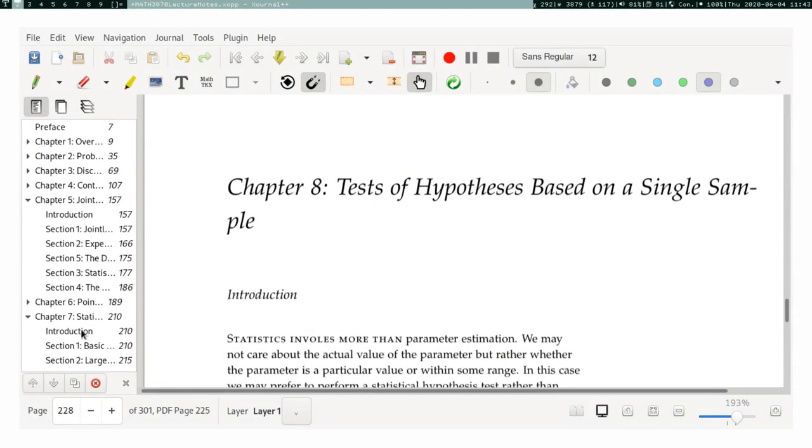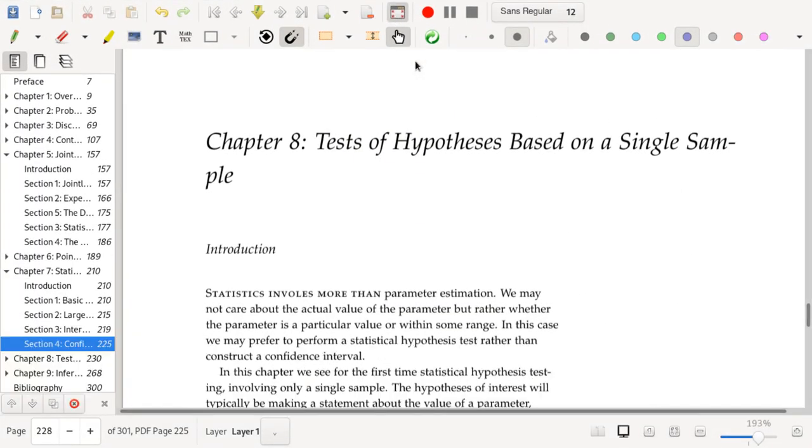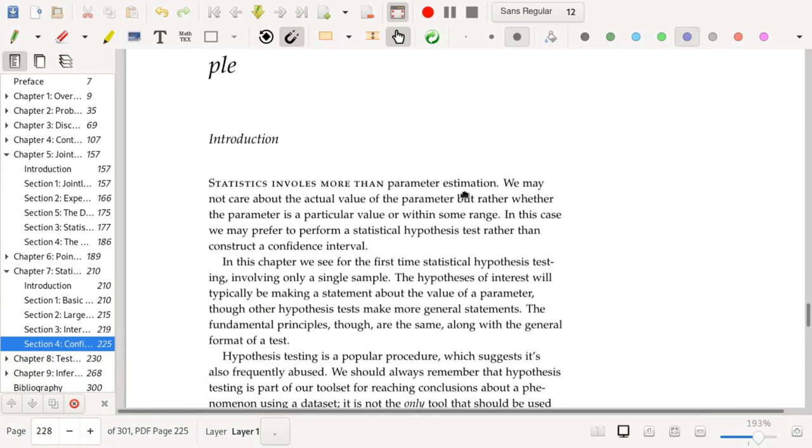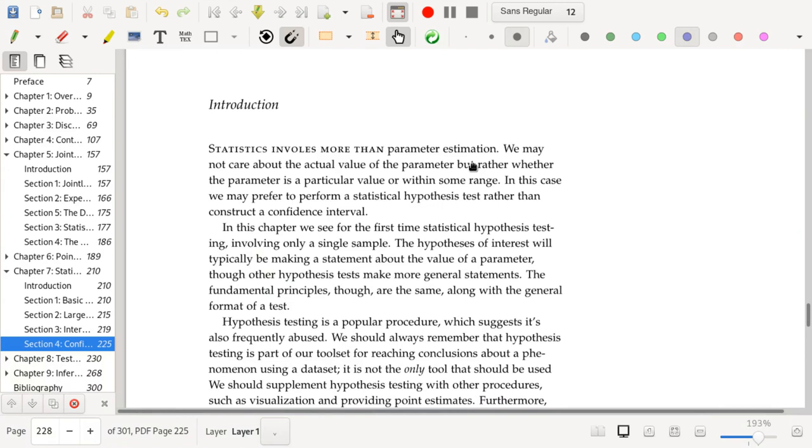Hello, everyone. We are now talking about hypothesis testing. Statistics is more than just parameter estimation. It's possible that we don't actually care about the actual value of a parameter, but rather whether the parameter falls into some range of interest. And in such a case, we may prefer a hypothesis test rather than a confidence interval.